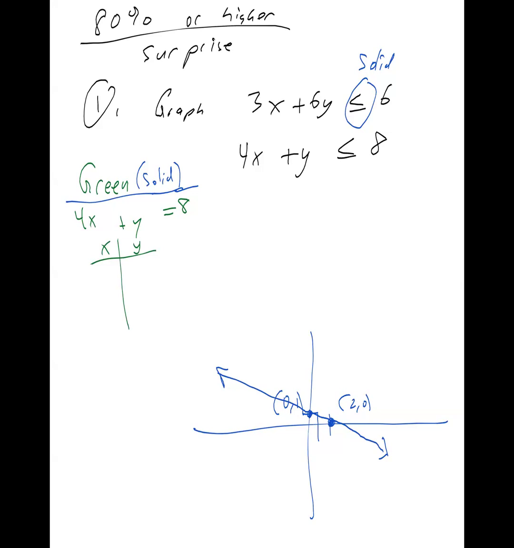Should I plug in 0 for x or y? X. So if I plug in 0 for x, you'll get 4 times 0 plus y equals 8. And 4 times 0 is 40, right? Just kidding. It looks like 40 though. And then y equals 8, is that the answer? Yep, that's the answer. So your first point is 0, 8.